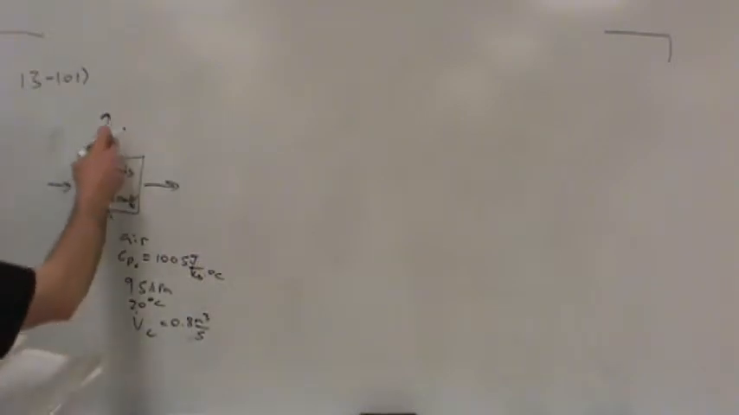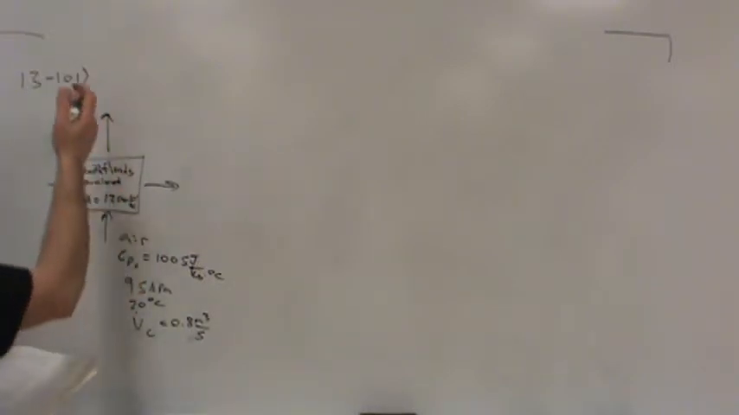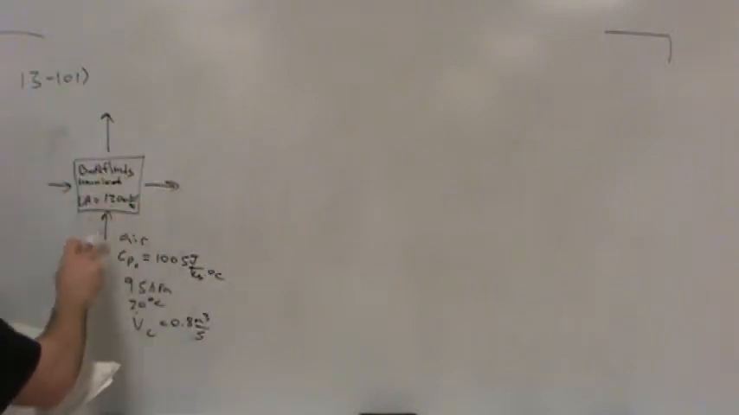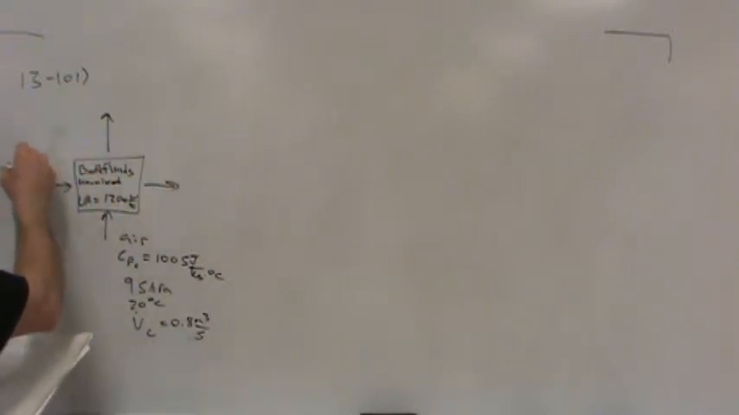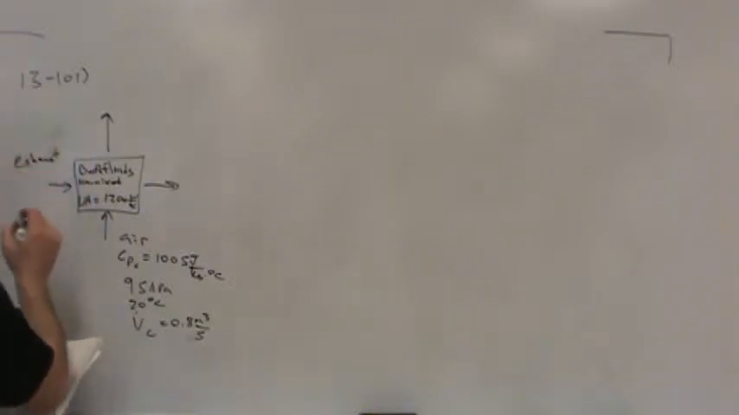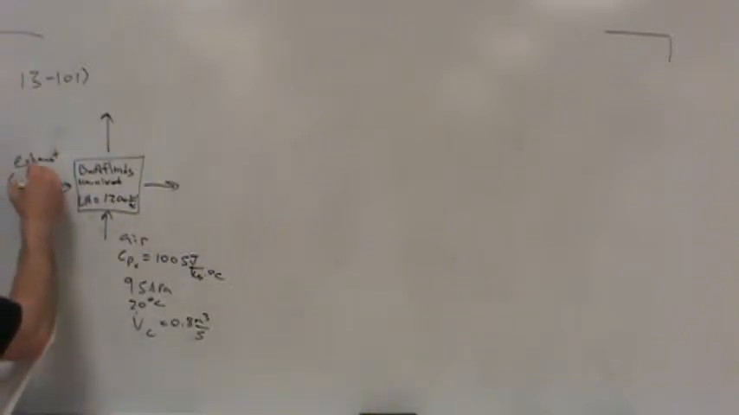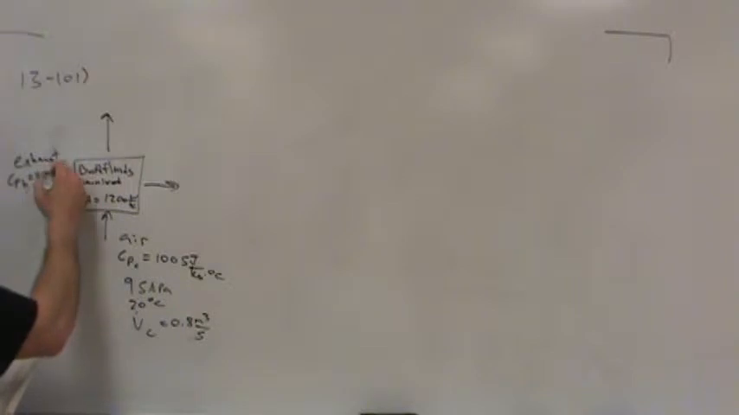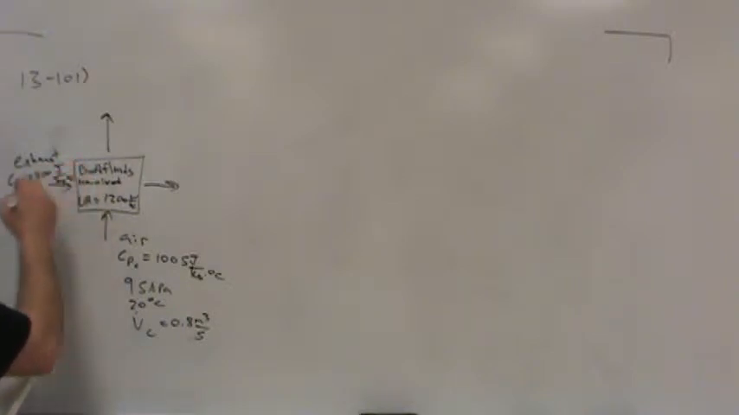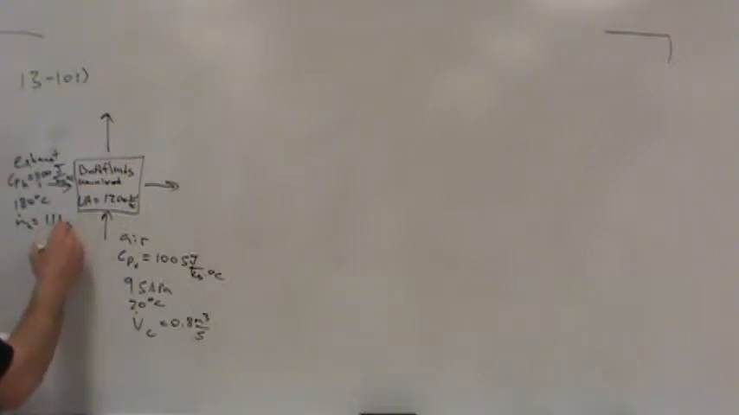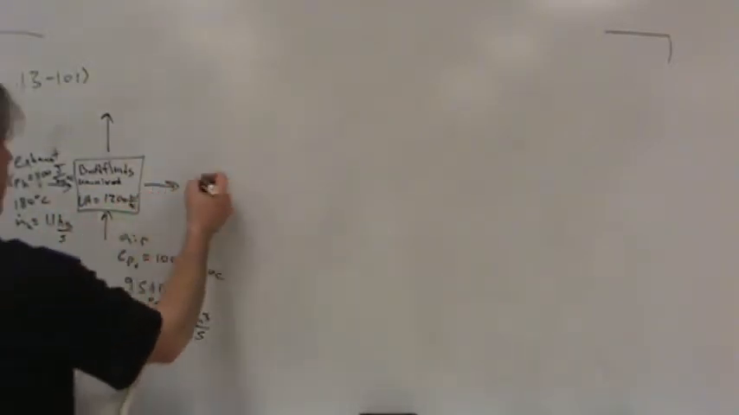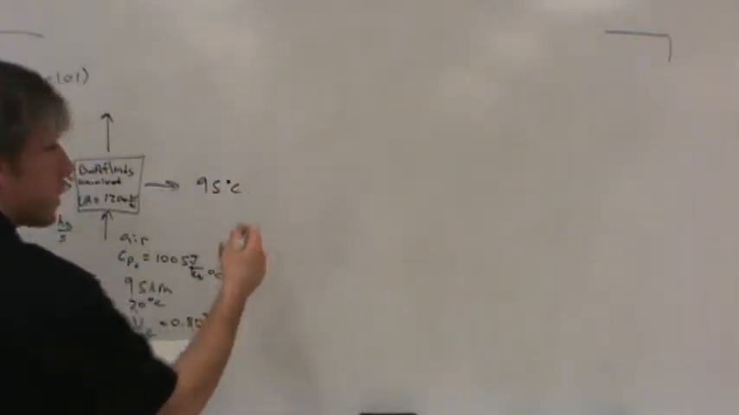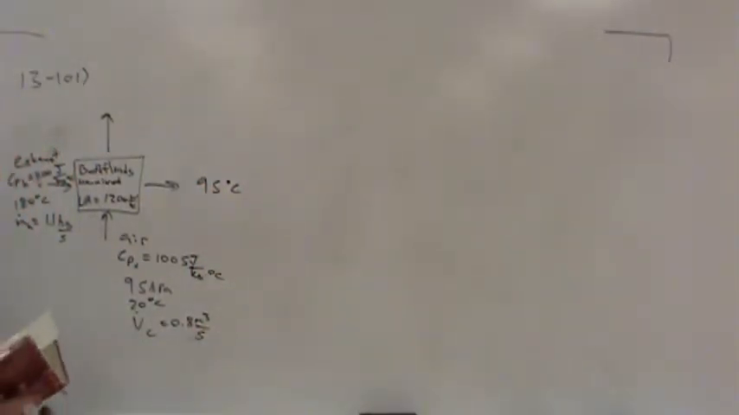The air leaves, and we're not told what temperature the air leaves at, but obviously it should be higher because heat's flowing from the exhaust gases into the air. The exhaust gases, by the way, come in with a heat capacity on the hot side of 1100 joules per kilogram per degree Celsius, at 180 degrees Celsius, at a mass flow rate on the hot side of 1.1 kilograms per second. This is all just stuff from the problem statement. Those exhaust gases leave at 95 degrees Celsius, so obviously they've given up significant heat.